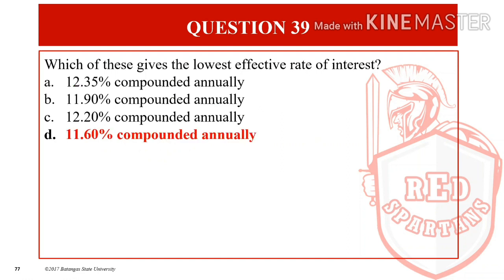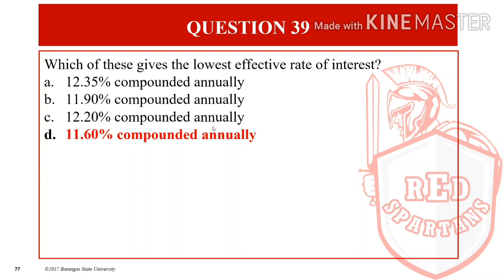Question number 39. Which of these gives the lowest effective rate of interest? Letter A, 12.35% compounded annually. Letter B, 11.90% compounded annually. Letter C, 12.20% compounded annually. And D, 11.6% compounded annually.